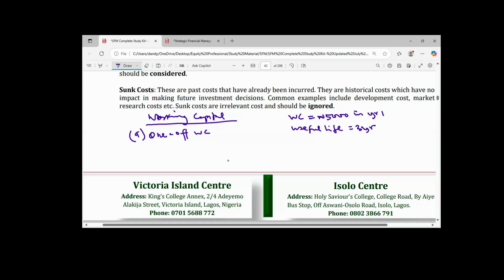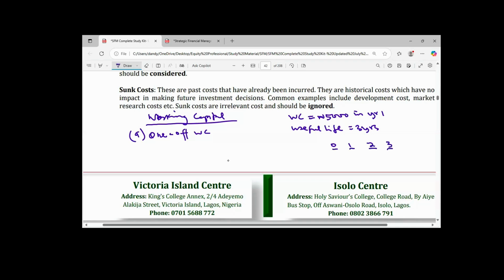3 years is the useful life. So this is information given to you on working capital. How do you treat this working capital? You can see this working capital occurs once. That means a one-off working capital. So when I want to treat this, I will create a column for year 0, year 1, year 2, then year 3.